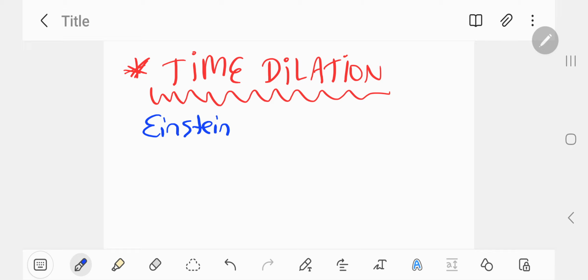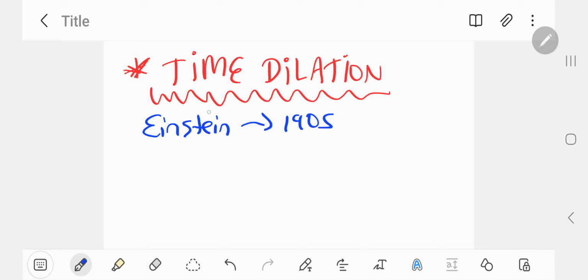German-American theoretical physicist of the 20th century, in 1905, published a series of papers. He called it his miracle year. One of the papers was on special relativity. And the title of the paper is called On the Electrodynamics of Moving Bodies.